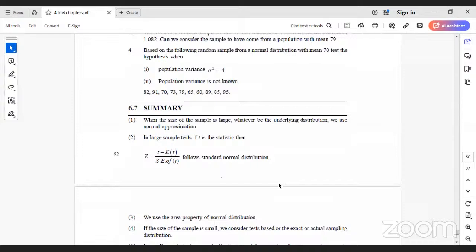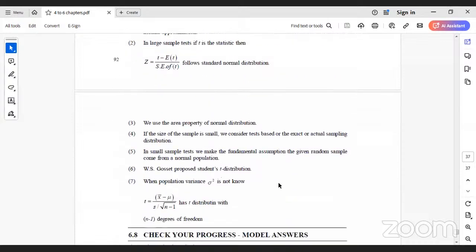When the size of the sample is large, whatever the underlying distribution, in larger samples we use the formula z is equal to t minus E(t) by standard error of t, using the property of the normal distribution. When the size of the sample is small, we consider tests based on the exact actual sampling distribution.